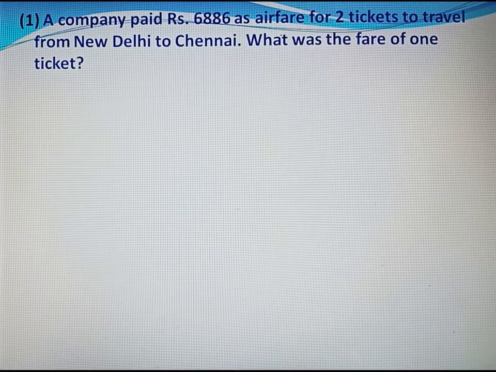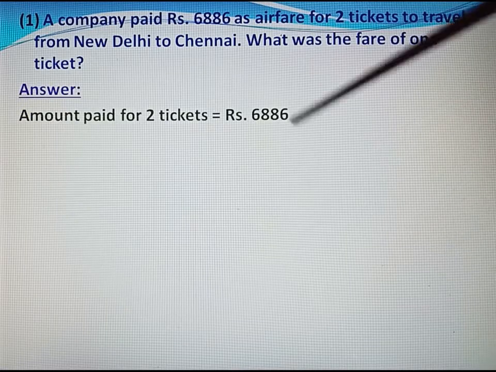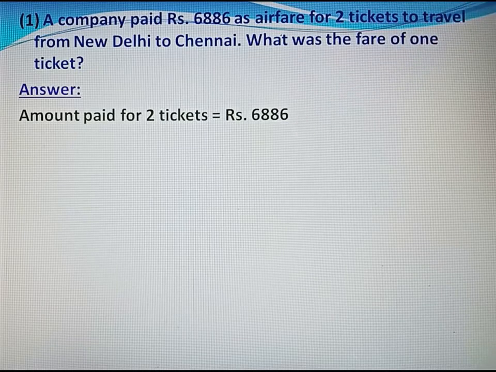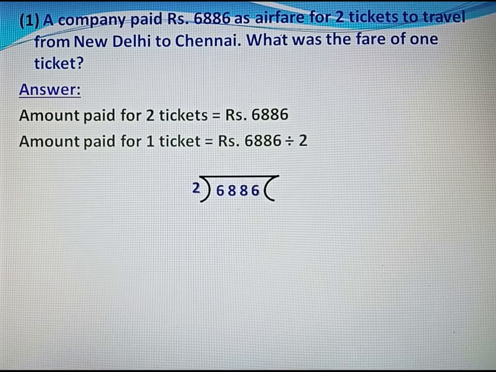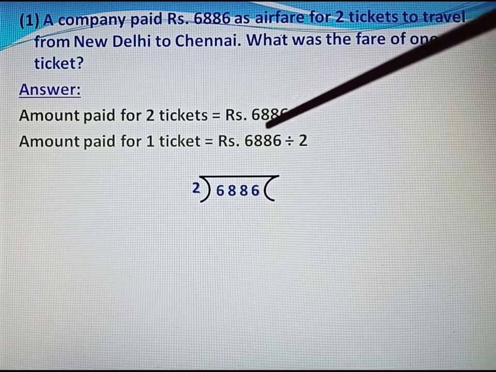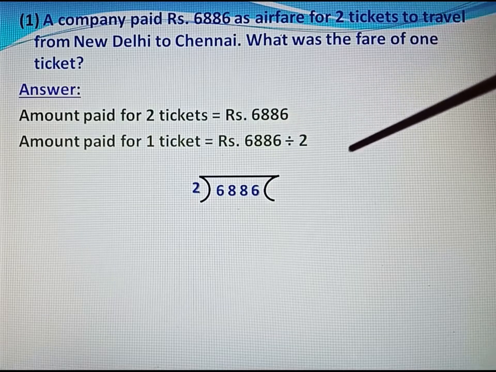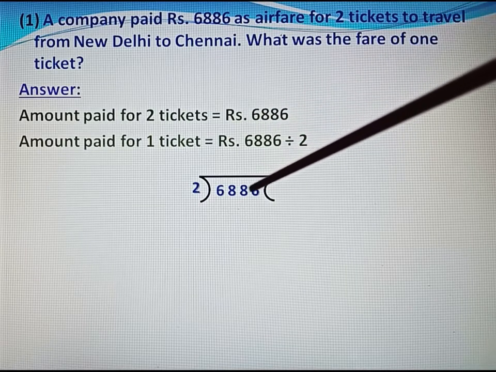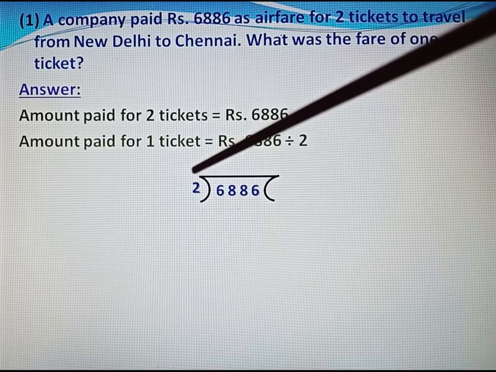First we will write the statement. Amount paid for 2 tickets equals rupees 6,886. So amount paid for 1 ticket equals rupees 6,886 divided by 2. We will divide 6,886 by 2. See, 6,886 is the dividend, so we have written it here, and 2 is the divisor, so we have written it on the left side.